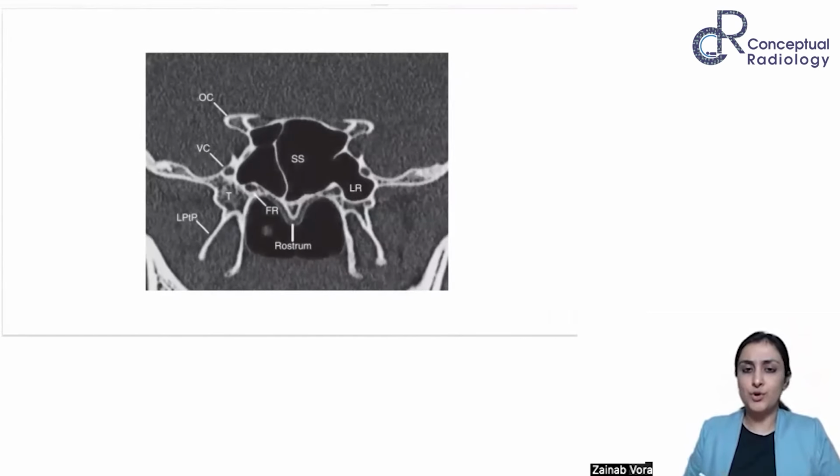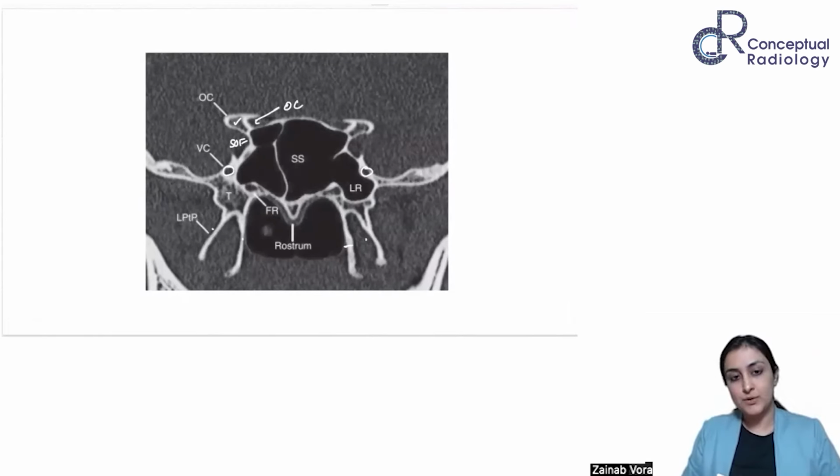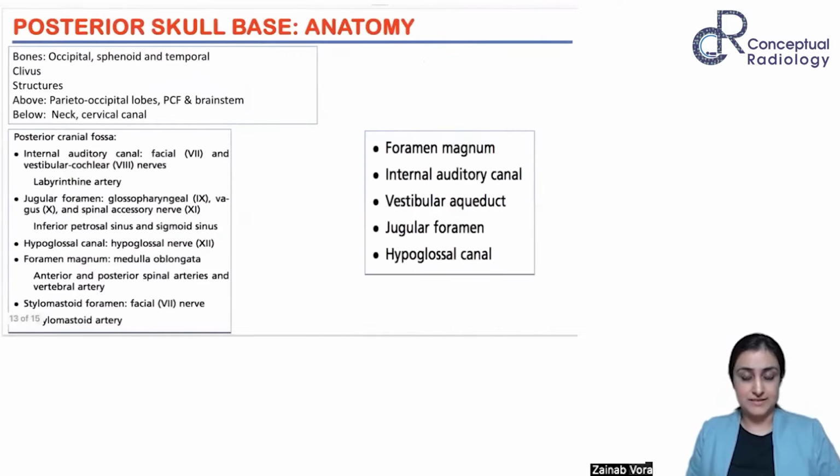Another coronal view to show the same. So we are seeing the optic strut. So this becomes optic canal. This becomes superior orbital fissure. We are seeing the Vidian canal here. This is the Vidian canal that you are seeing here. And these are the pterygoid plates. Okay. So this is what you had to know here in this image.